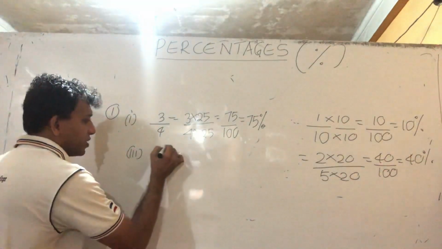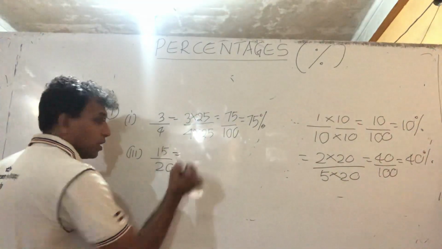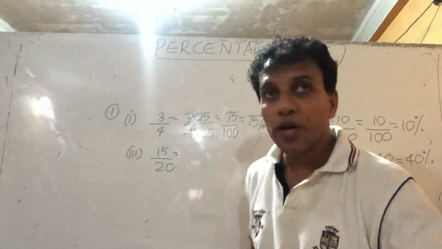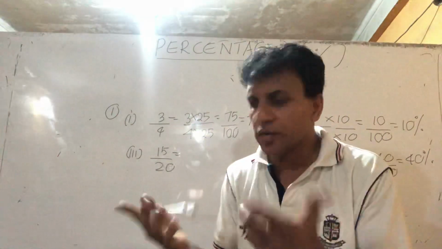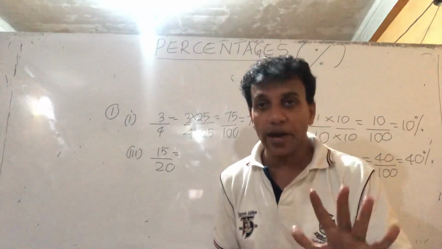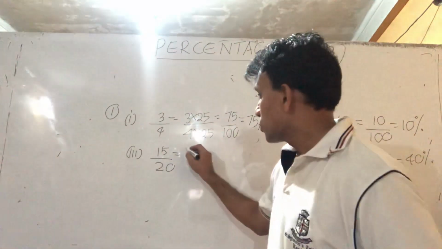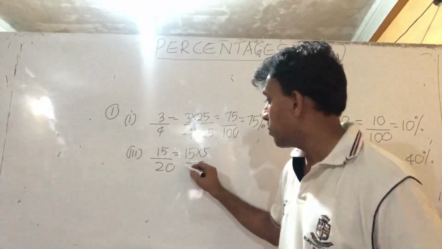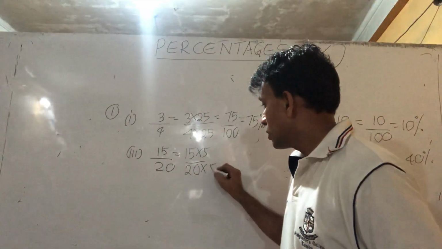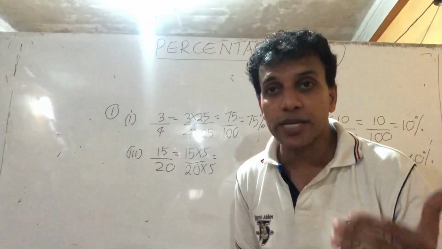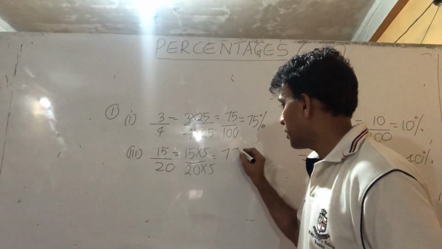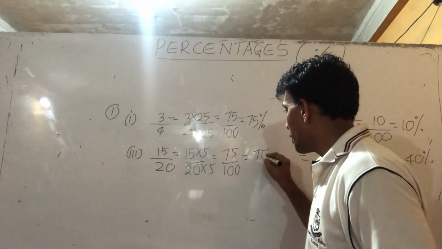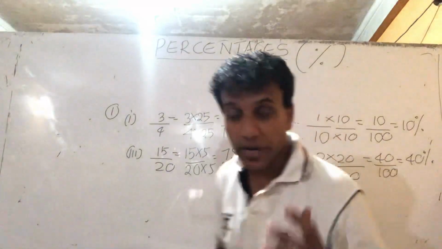Third one there, 15 over 20. Can you write it as a simple method? You follow how I am explaining this. Make the 20 to 100. How does 20 become 100? 20, 20, 20. How many times? 5 times. Multiply by 5, right? So 15 multiply by 5, below 20 multiply by 5. So what is 15 times 5? 75, right? 75 below 100. That is what? 75 percentage. Okay, that's the idea.